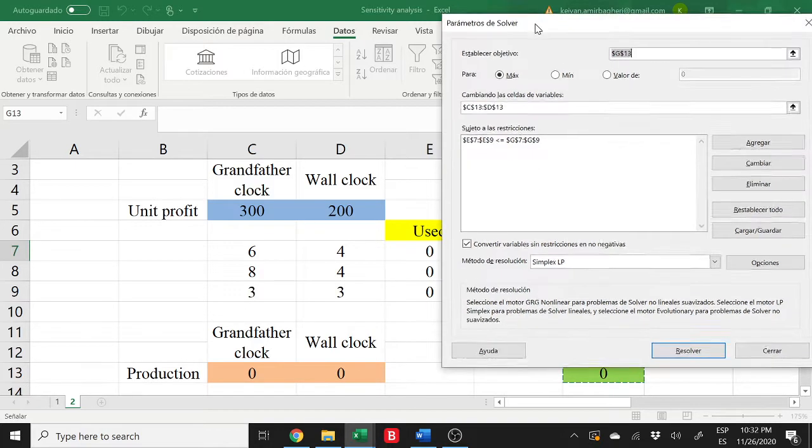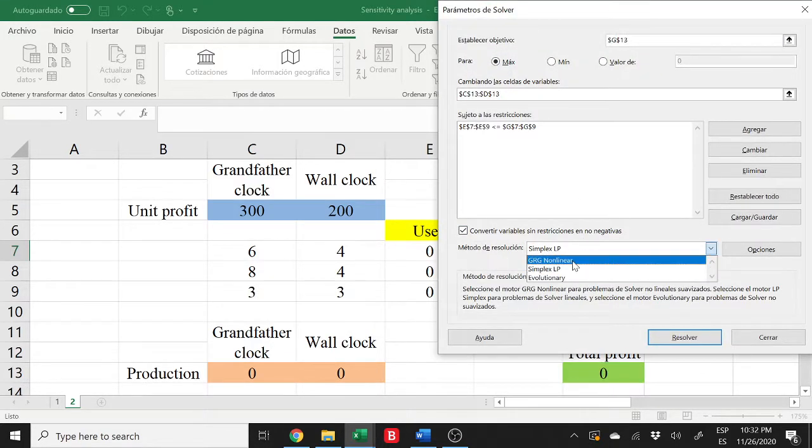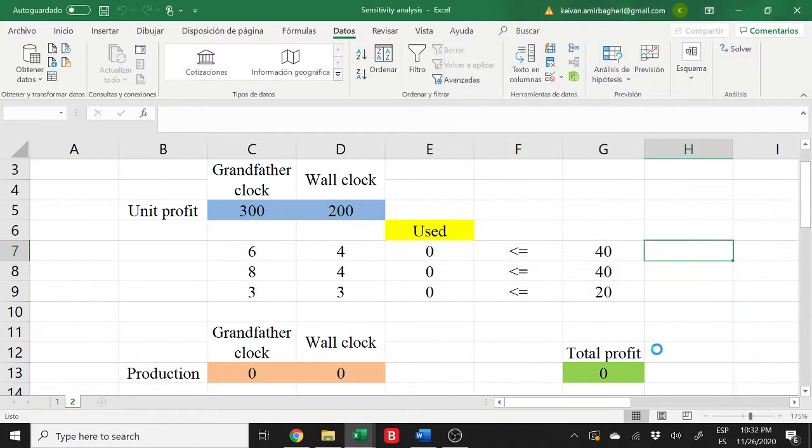the constraints. The only item: before, you remember we had here GRG Nonlinear. We always talk about this item. Now instead of that, you should select Simplex LP, this part, and click on solve.